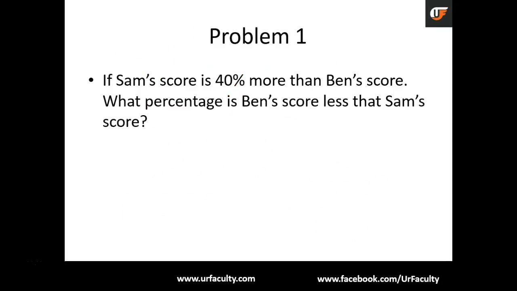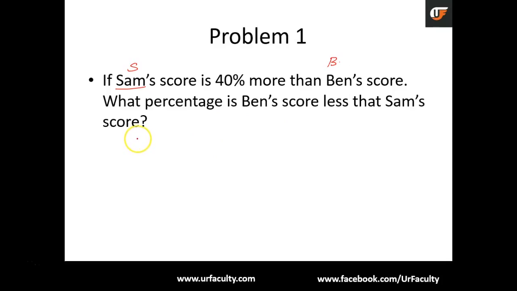I'll move on to a problem now. So these are the typical trivia problems that you come across in any exam. You shouldn't be wasting too much time in such questions because it's very easy. Let's start reading the question. If Sam's score, I mark it as S, is 40% more than Ben's score, what percentage is Ben's score less than Sam's score? So let's take the first approach that we have learned so far.